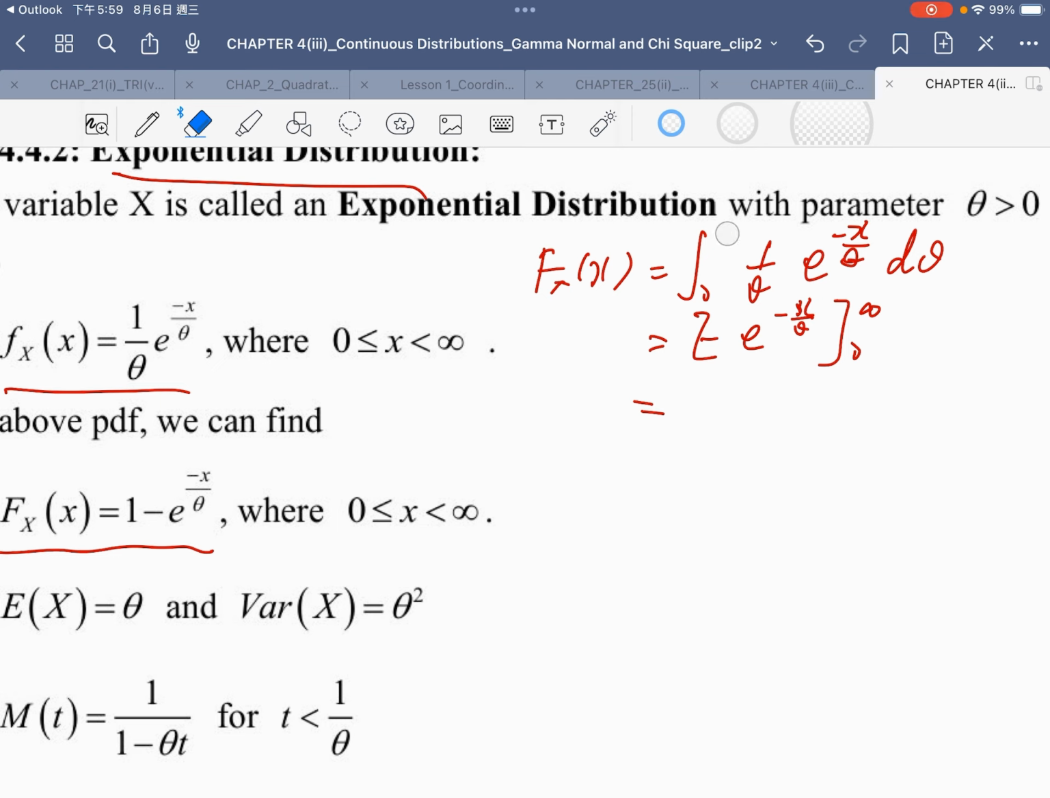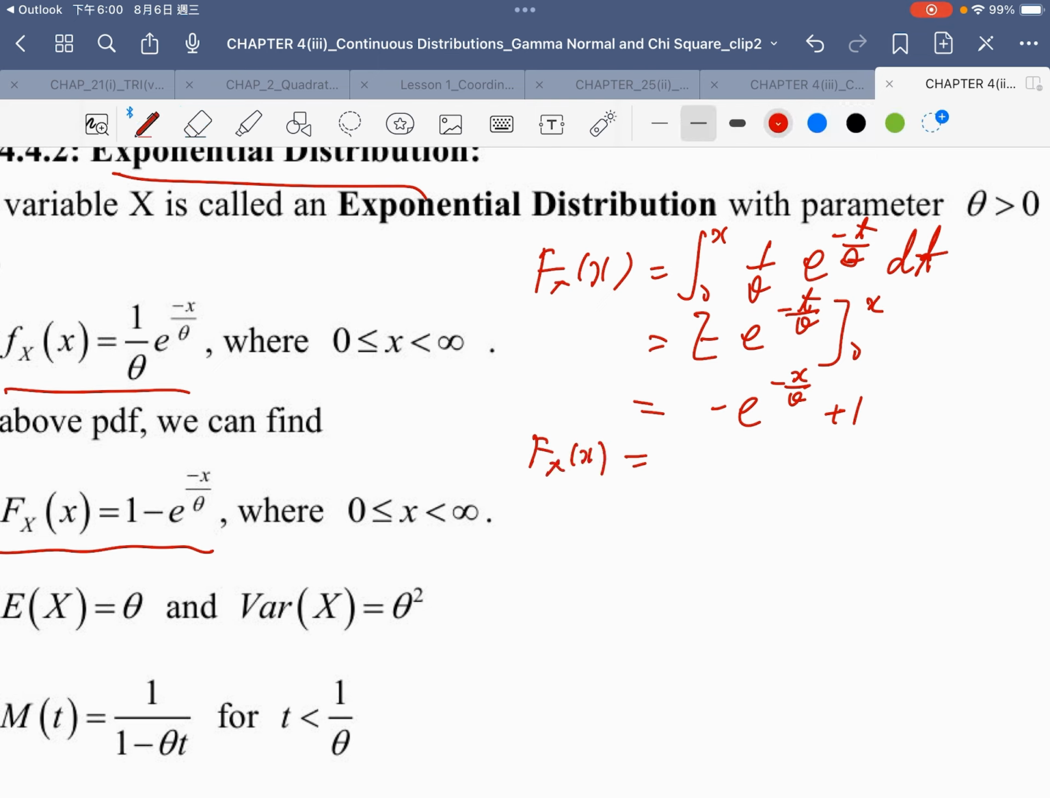Sorry, this is x, this is t. I made a serious mistake here. By definition, this is t. Then put x into this one, it is negative e to the power minus x over theta. Put 0, it is 1. That is the cumulative function: 1 minus e to the power negative x over theta.